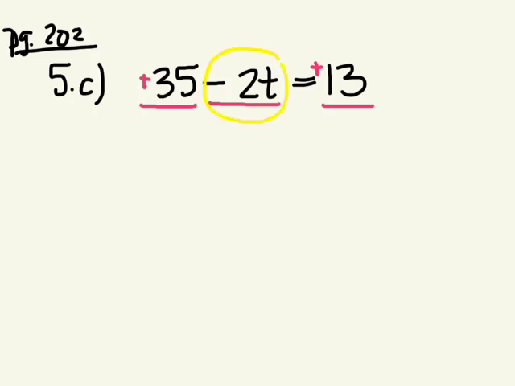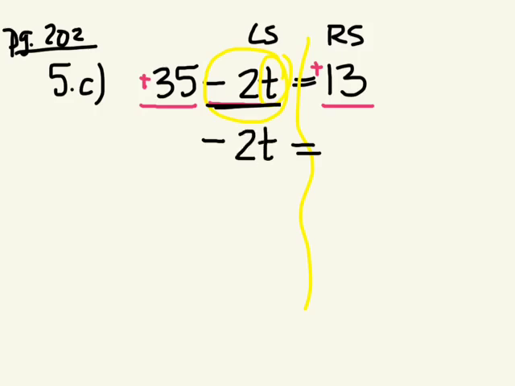I want to get t by itself. So remember, we always look at our left side and our right side. This is my left side and this is my right side. I'm going to keep this term on the left side. It doesn't matter which side you keep it on, but because it's already on the left side, we'll keep it on the left side of the equation. So what do I write on the left side? Negative 2t. What's on the right side? Positive 13.